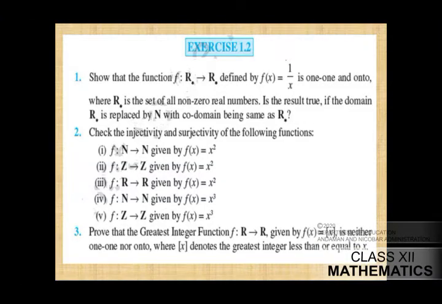In exercise 1.2, the first question we have already explained. Second question, you can see: check the injectivity and surjectivity of the following functions. See the first three questions, the functions are the same: f(x) is equal to x square. The only difference is the domain and the codomain. In the first question, the domain is natural numbers and the codomain is also natural numbers. In the second question, it is the set of integers, codomain also integers. In the third, it is real numbers. So in all the three cases, we have to check whether the function is 1 to 1 and onto.